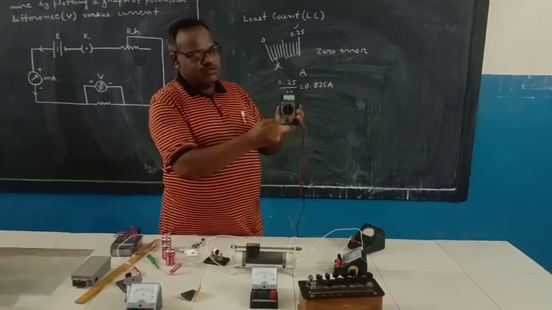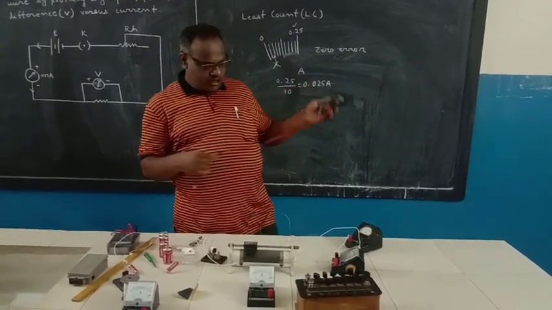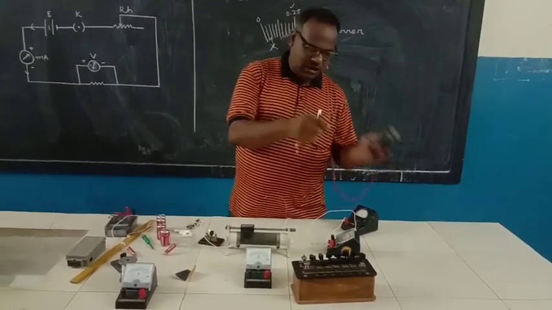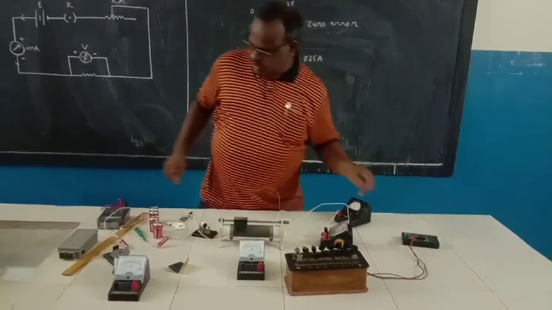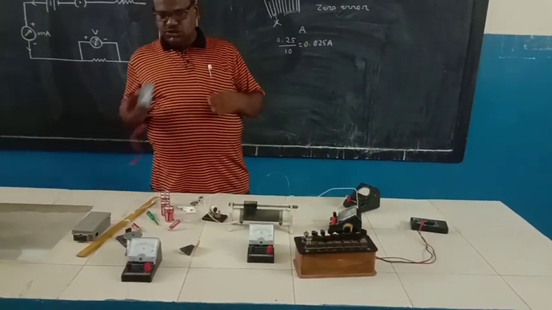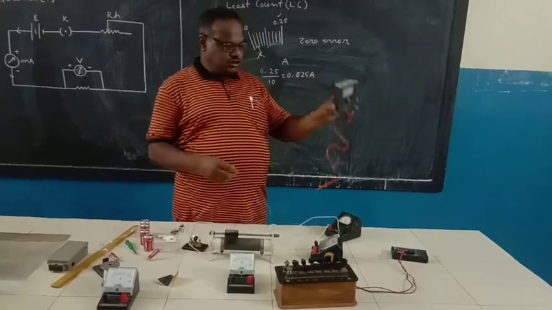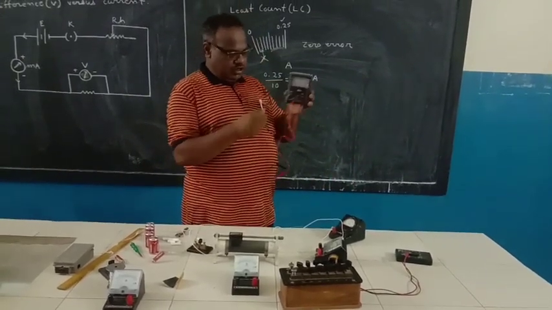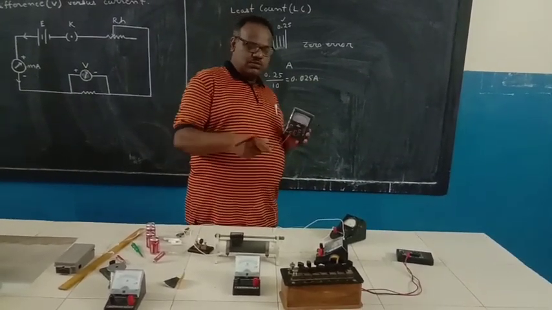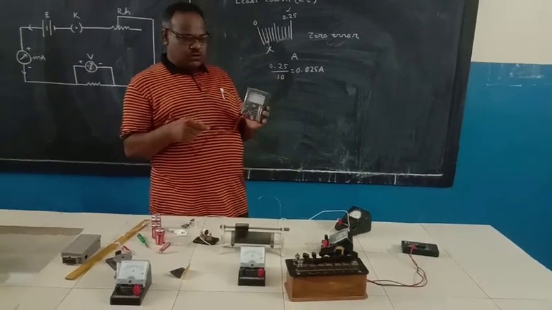So this is the multimeter we are using. And this is the digital one, and this is the analog one. This is the digital multimeter, this is the analog multimeter. And this is a very important instrument. You must have seen it in any type of electronic shop.